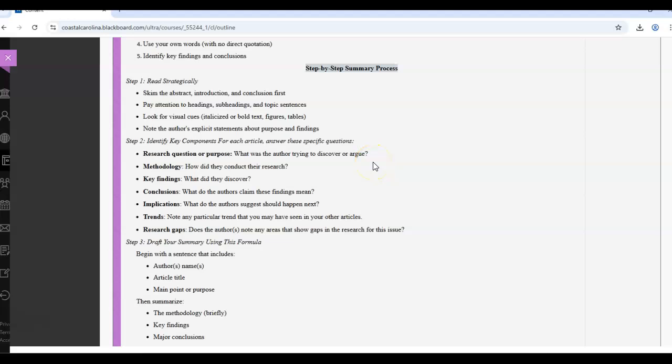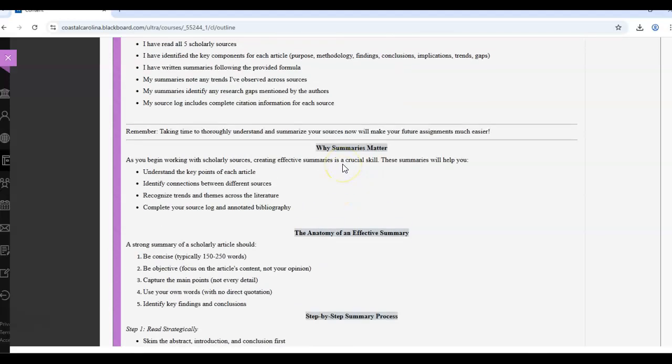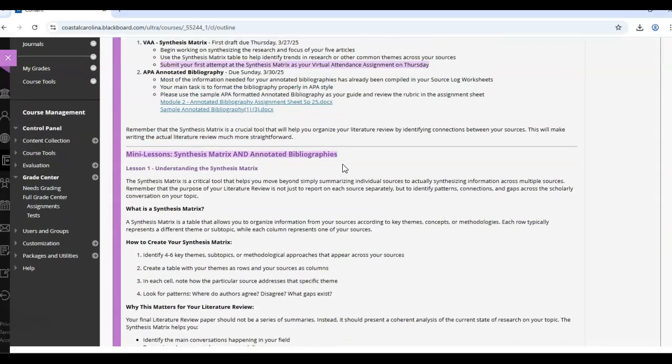What was the author trying to discover? What kind of methodology? What was their subject focus? What were their key findings? And what were their conclusions? Then finally, what trends, what research gaps, what was missing, what did they say needed more work, anything like that. So by now, you'll have that done.